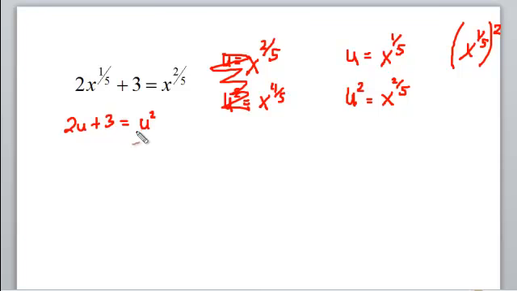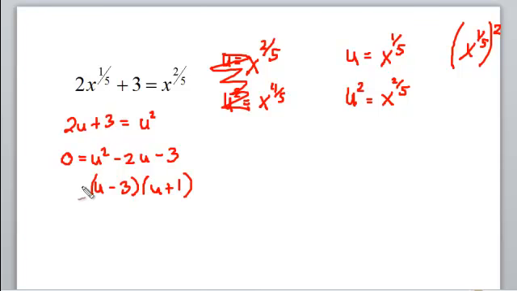Now this looks like a quadratic, so set everything equal to 0. I'm going to move everything over to the right-hand side just so my u squared can be positive. And then we can factor real quick. And don't lose your equal 0. That's going to remind you that you need to set each one equal to 0. So that means u is equal to positive 3, and u is also equal to -1.